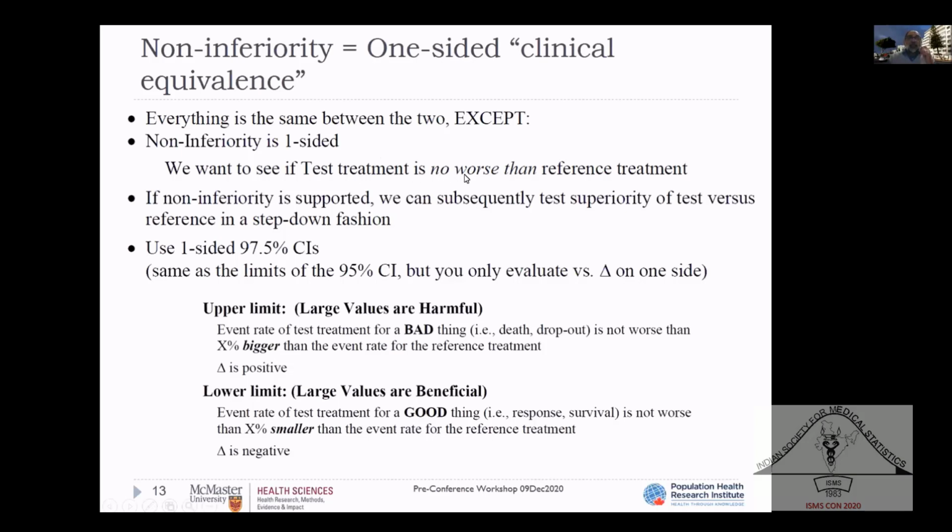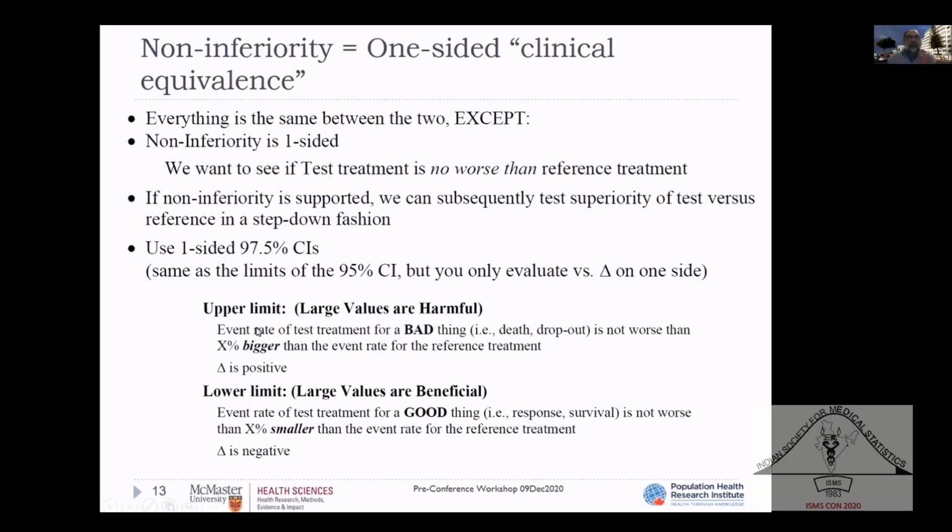Basically, we're interested that it's no worse than the reference treatment. And if non-inferiority is supported, maybe we can subsequently show superiority. Okay? So we typically use the one-sided 97.5% confidence interval, because the limits would be the same as the 95% two-sided confidence interval, but we're only interested in one side. Some people will use the one-sided 95%, and that is allowed if you want to, but many times regulatory agencies prefer the 97.5%.